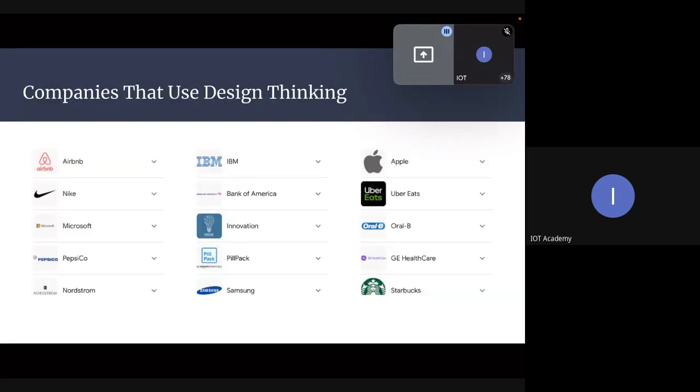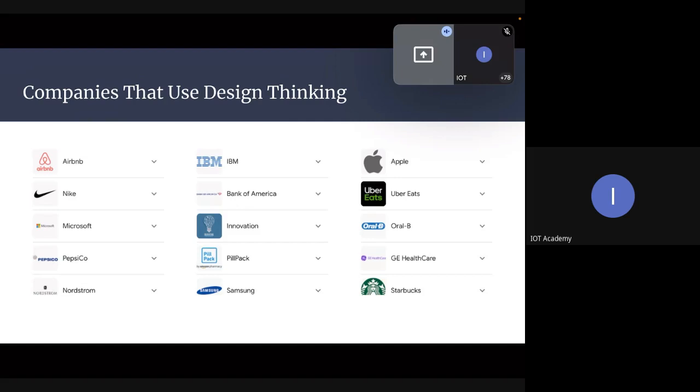So there are many companies that use design thinking in today's time. Have a look at it. Take 30 seconds to look at how many companies in today's time use design thinking. These are just a few. I've not given you all. These are just the few major companies that use design thinking.